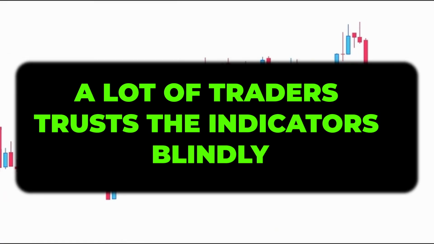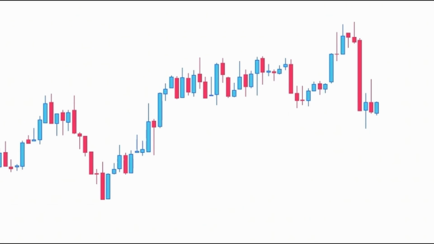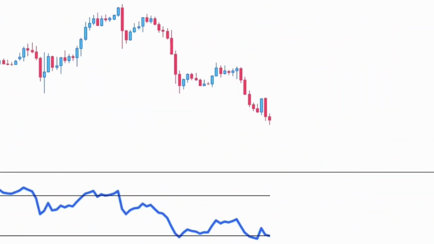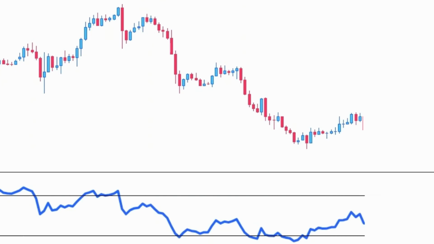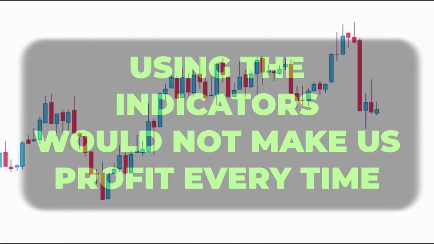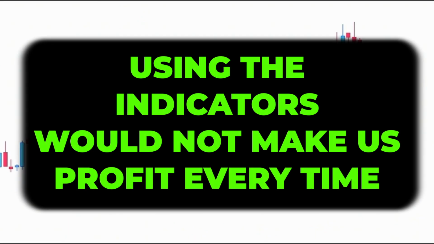A lot of traders trust the indicators blindly and then end up losing money due to false signals generated by them. Like in the case of the RSI indicator, a lot of traders initiate a buy position once the RSI line reaches the 30 level, and after that the market goes below, which hits the stop loss, and hence it leads to loss. Using indicators would not make us profit every time, and that's where technical tools like support and resistance zones, trend lines, and supply and demand zones help us.